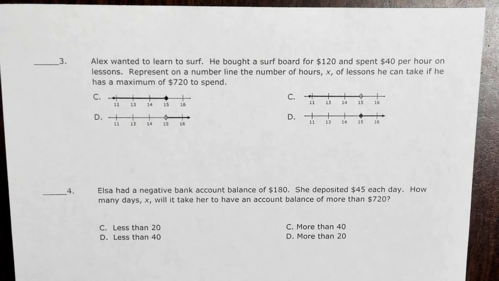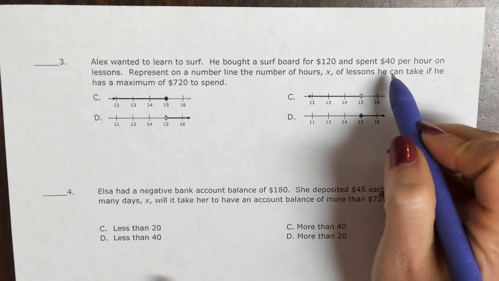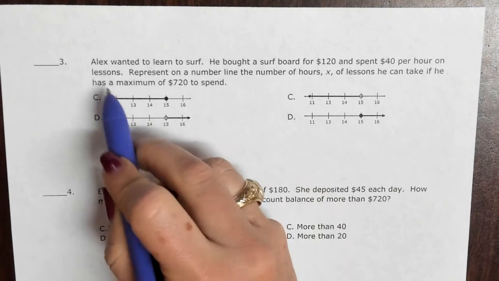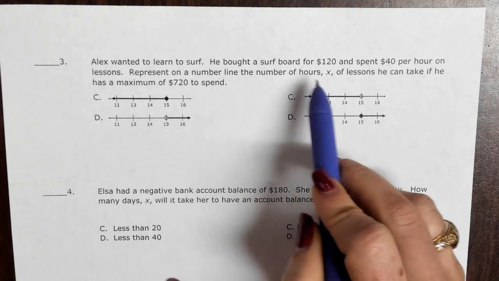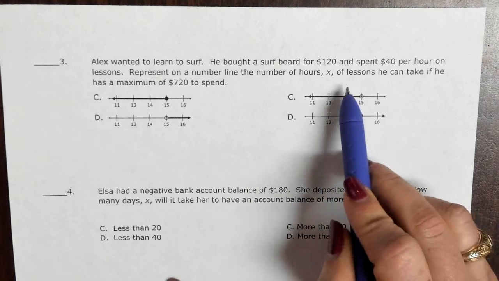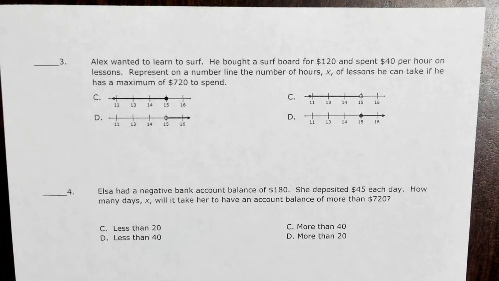Alright guys, here's your homework help or hint or whatever you would like to call it for number 3 on tonight's homework. It says, Alex wanted to learn to surf. He bought a surfboard for $120 and he spent $40 per hour on lessons. So he's shopping here. Represent on a number line the number of hours, X, of the lessons he can take if he has a maximum of $720 to spend.